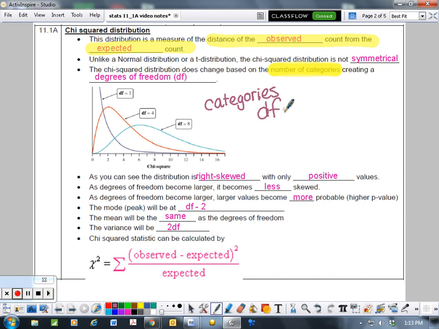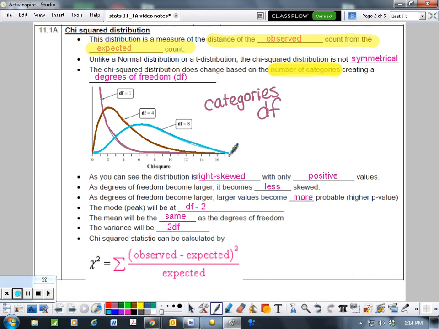Now, as you could tell from our diagram, this is a chi-square distribution with a degree of freedom of 1. Looks kind of like an exponential decay. Now, here is our graph for a degree of freedom of 4. And then our graph for a degree of freedom of 8. And so what are we noticing?